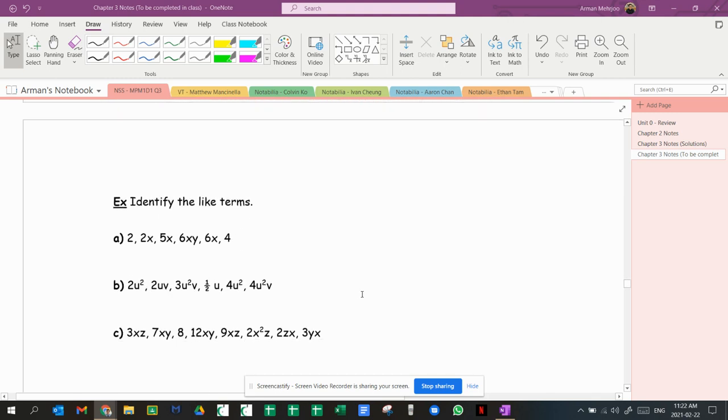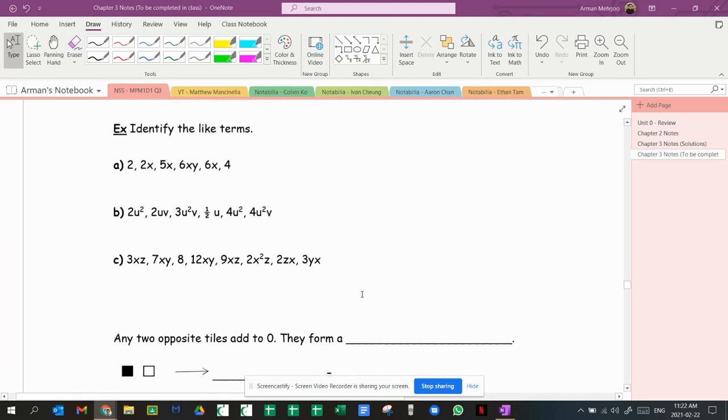So let's keep going with our notes. Next question says identify the like term. So remember, anything that's a like term has to contain the same variable, and that variable has to be raised to the same exponent. So it looks like 6xy is my only term that has both an x and a y.